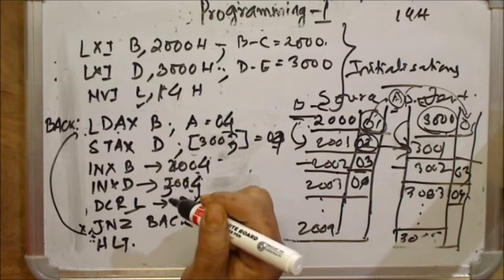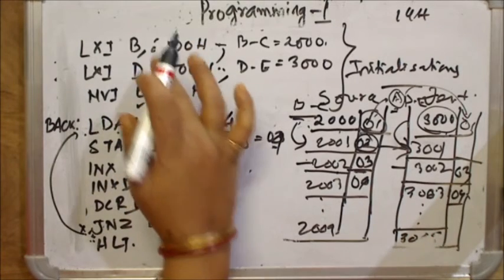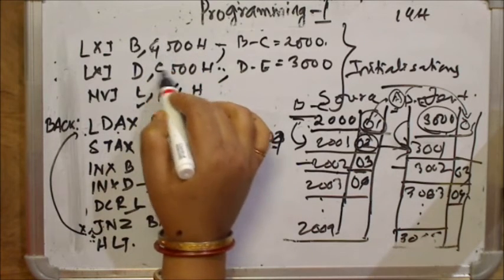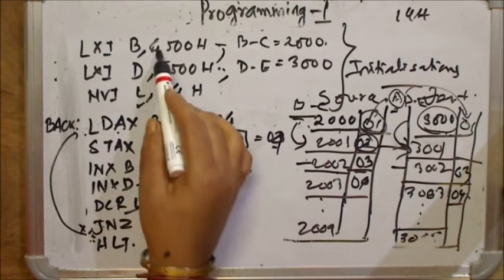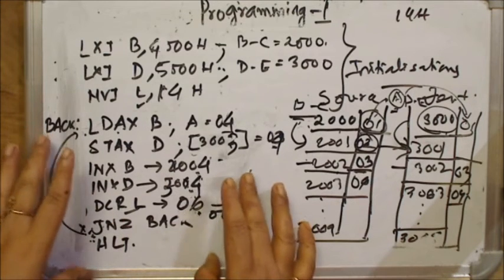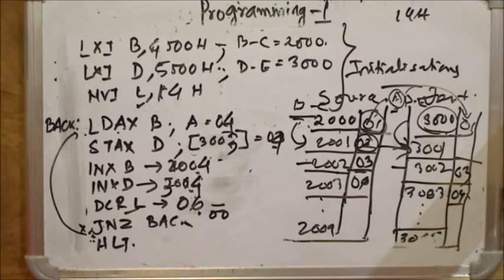Understood? So if I change the source address and the destination also, only 2 instructions you have to change, right? That is these 2 instructions. Suppose I change the source address and destination to 4000 and 5000, then only 2 instructions will be changed. So only the initialization part will be changed. Very little modification will be required, but the main program part will remain the same. So I hope you have understood this program.